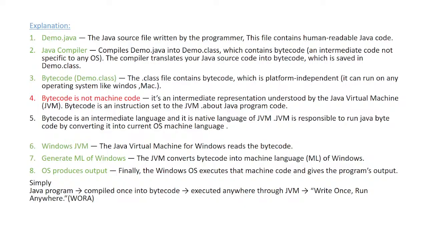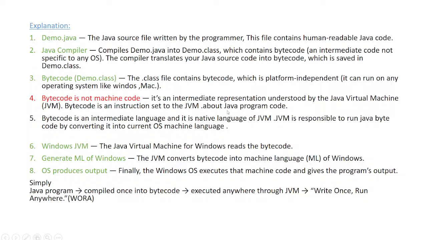If you download the JDK, in the JDK only the JVM, JRE all will be available. So it is the main key role in the Java Virtual Machine. Bytecode is an instruction. So bytecode will give the instruction to the JVM about the Java program code. Bytecode will tell the JVM, hey, I give some instruction, he wrote some code, you want to execute.